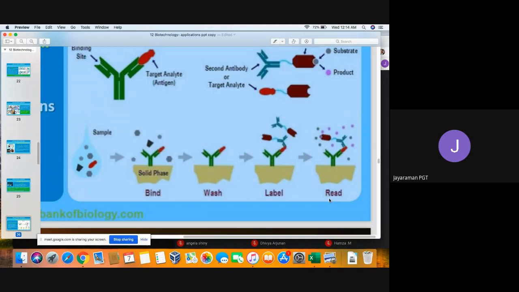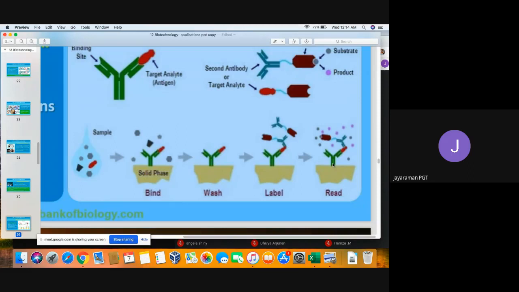Even a very minute change in the blue color can be easily identified. Suppose only one antibody is there, that can be detected using a spectrophotometer or colorimeter. By seeing the wavelength, the blue color can be identified. There are many methods to identify the intensity. If more antibody is there, more blue color will be there. So if it's a very light blue color, even if only one antibody is there, you can easily detect it.